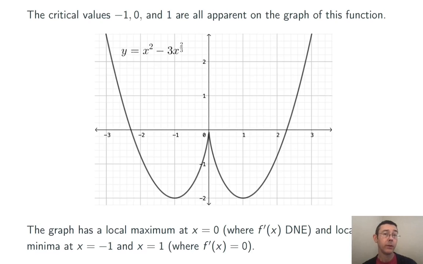Let's wrap up by seeing what this looks like on the graph. Here's y equals x squared minus 3x to the 2/3. Here we see we have the 3 critical values at negative 1, 0, and 1. In particular, we have a local max at x equals 0 and local mins at x equals plus and minus 1.